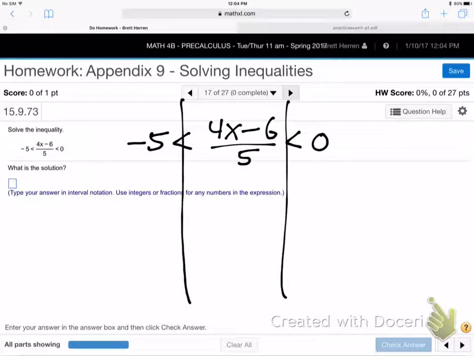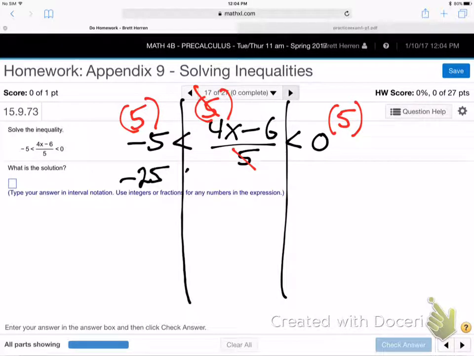So you just multiply by 5, don't you? 5 there, 5 in the middle, 5 in the right. Why only one 5 in the middle? Well, because it's just one big fraction, huh? So these 5s cancel. Is that good? That was the whole purpose, wasn't it? To make there not be a fraction any longer. And so then what do we got? Negative 25. This will be 4x minus 6. 0 times 5 is 0. Okay, so we got rid of the fractions.